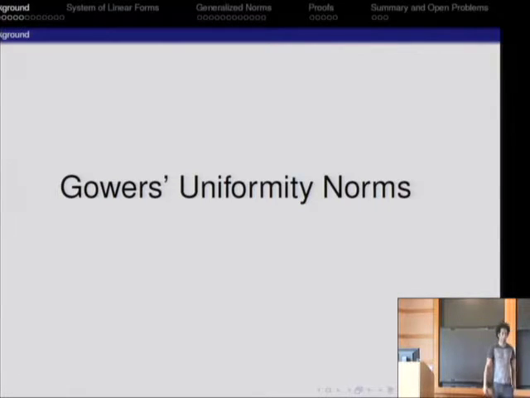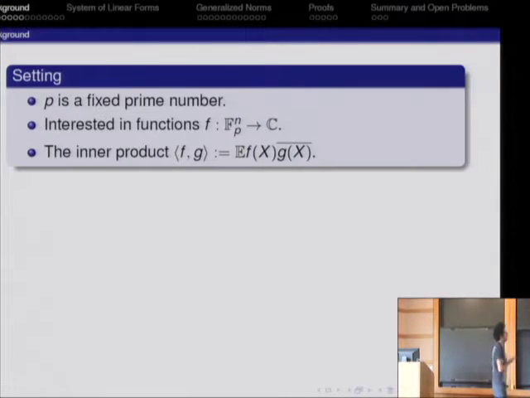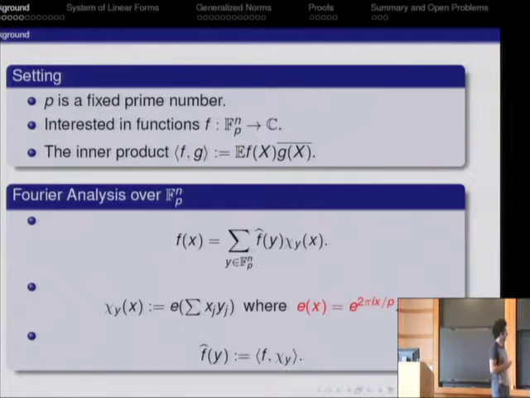So now we will define the Gowers norm and look at some of its properties. For this part of the talk, we will assume that p is a fixed prime, and we will be interested in complex functions over F_p^n. We define the inner product of two functions as the average of f times the conjugate of g. As a short reminder of Fourier analysis over F_p^n, we can write a function f as a linear combination of characters, where we use the notation e(x) for e to the 2 pi i x over p. And the coefficients are just the inner product of f with the corresponding characters.